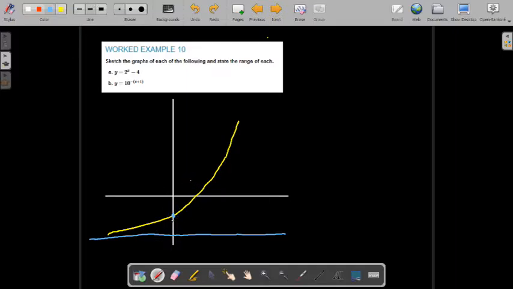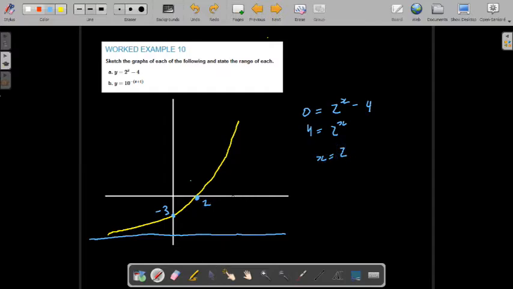Just need to work out what these y values are. So this one here is going to be at 2 to the 0 is 1, take 4, so minus 3. And this one here, we let y equal 0. So we'll say 0 equals 2 to the x, take 4, plus 4. So 2 to the x equals 4. X has to be 2.